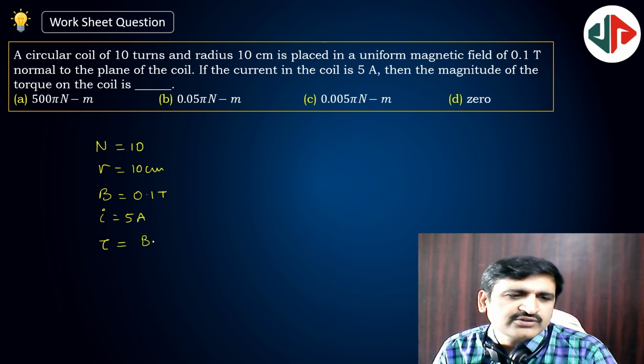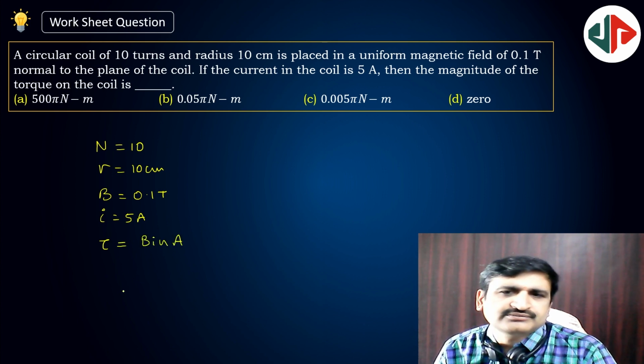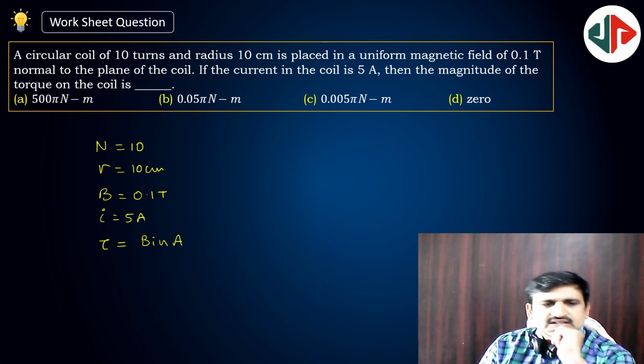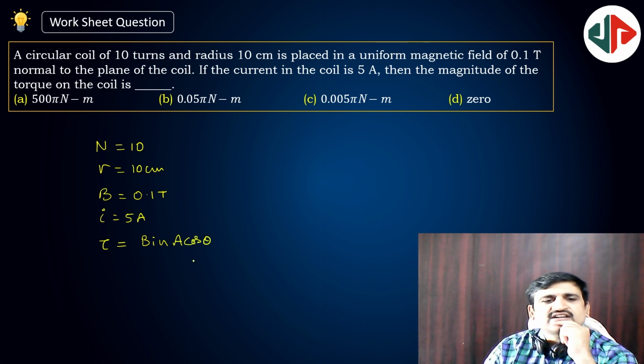tau is equal to BINA. Okay. Before that, BINA cos theta is also there. We have to check whether it is experiencing torque or not with this. Later you can go for the calculation. That is, if the current in the coil is 5 amperes and the field is in Tesla, normal to the plane of the coil.